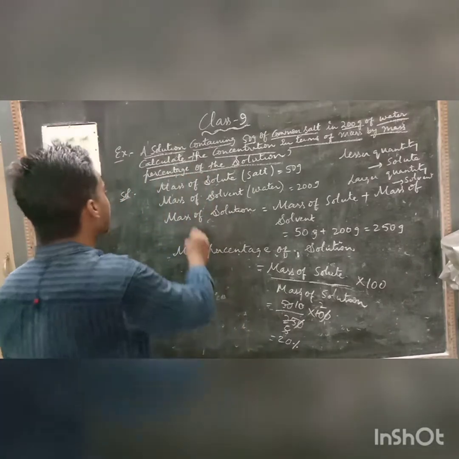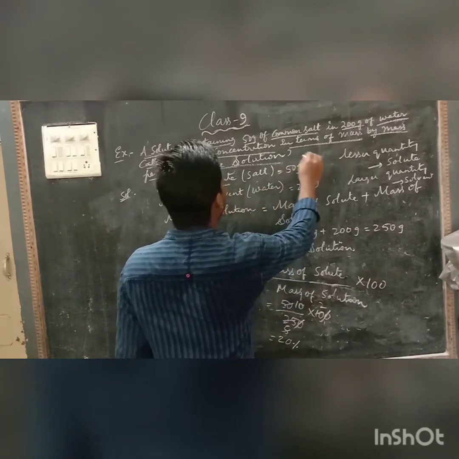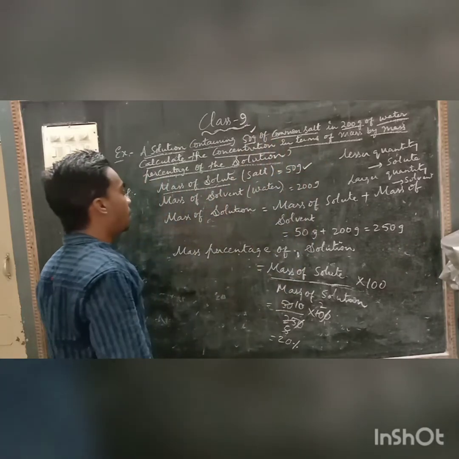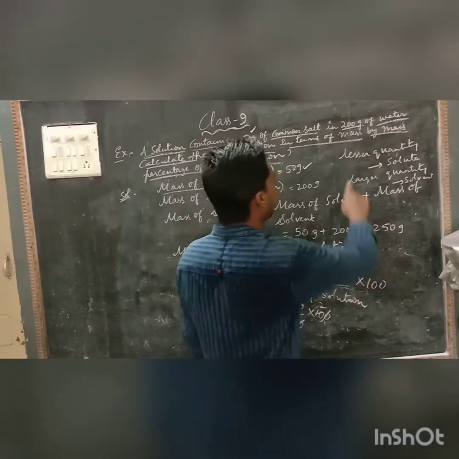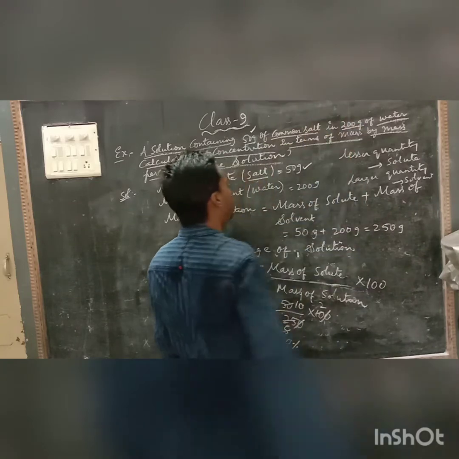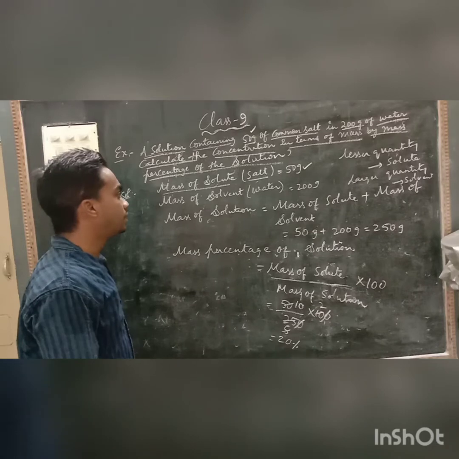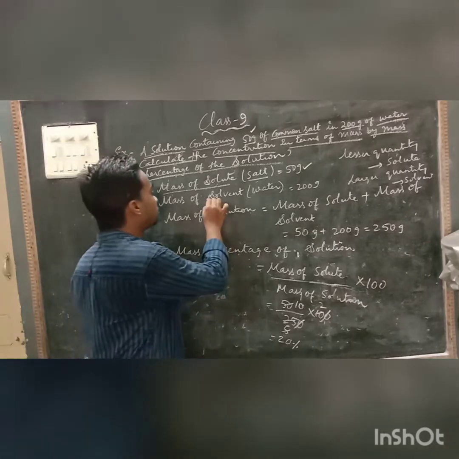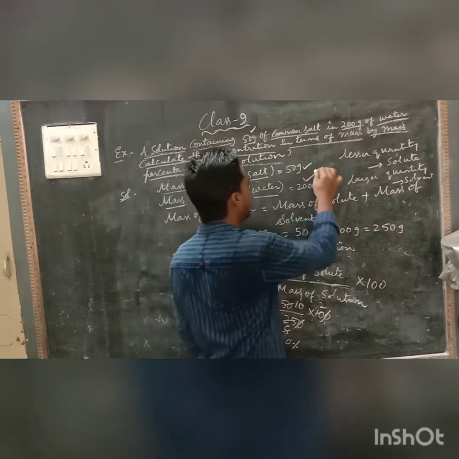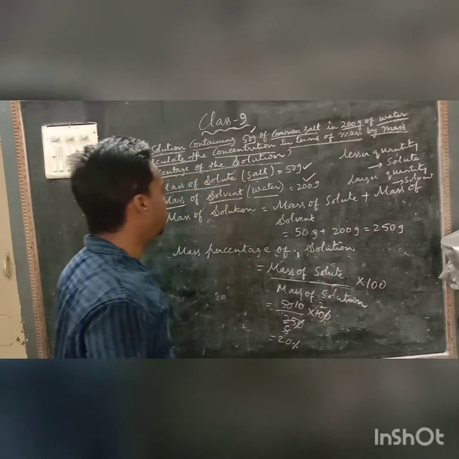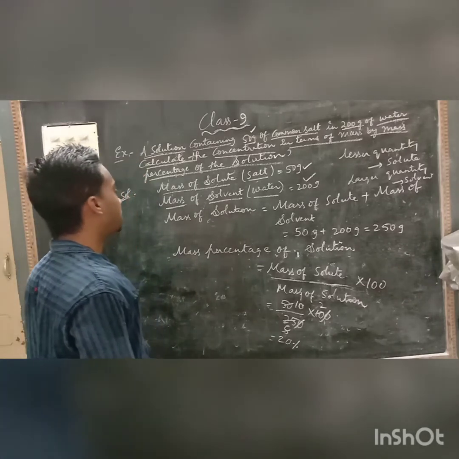So mass of solute, that is salt, is given as 50 grams. Salt is present in less quantity, you need to compare 50 grams with 200 grams. Mass of solute, salt, is 50 grams. Mass of solvent, that is water, is 200 grams.